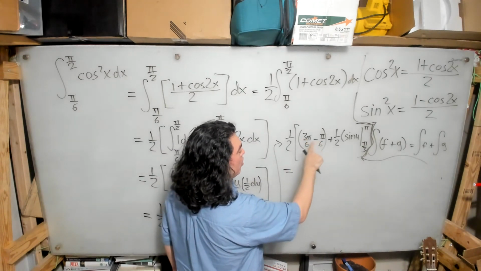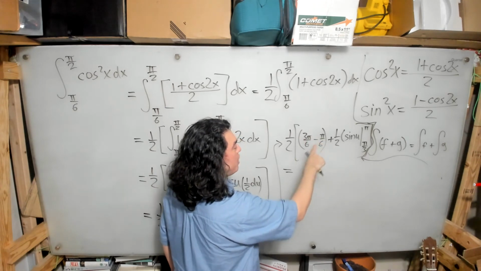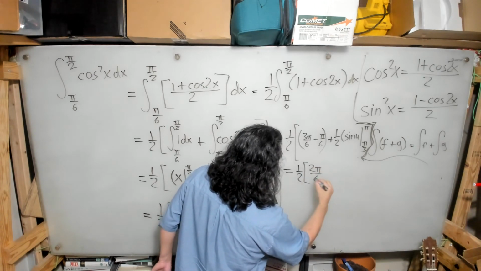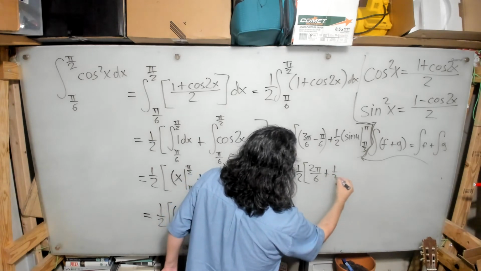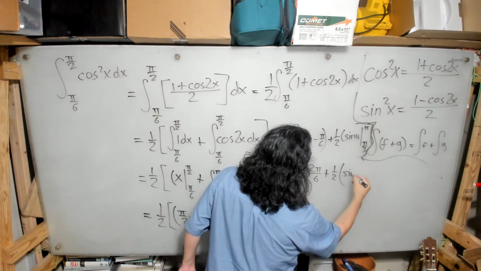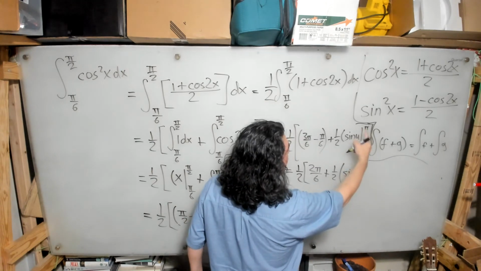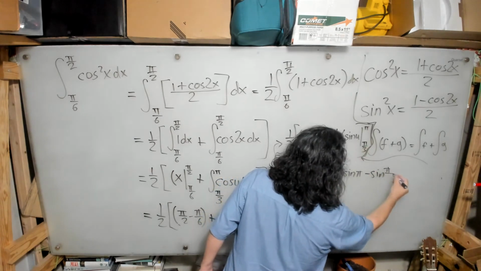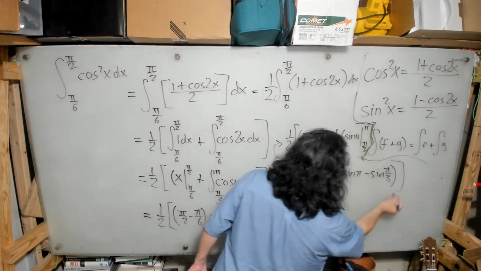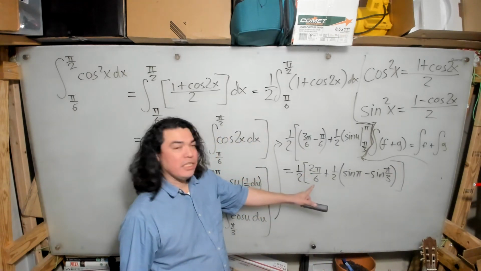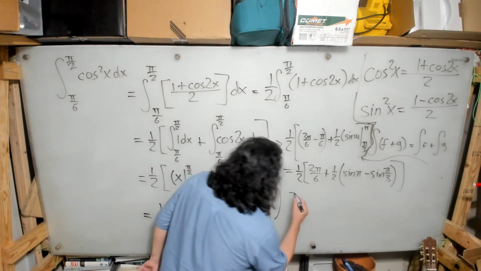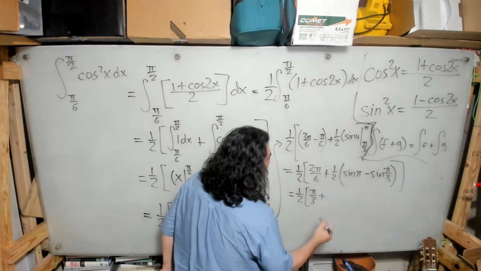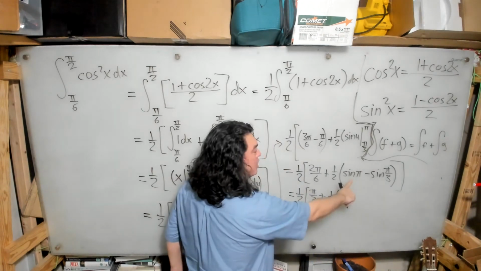This part, 3 pi over 6 minus pi over 6 gives me 2 pi over 6, right? So I'm going to have 1/2, open bracket, 2 pi over 6 plus 1/2 times what? The sine of pi, because I evaluated the sine at the top, then minus the sine of pi over 3, like this, and then I close my bracket. You can see that 2 pi over 6 will become pi over 3, right? So this is 1/2, open bracket, pi over 3 plus 1/2 of what, sine of pi?